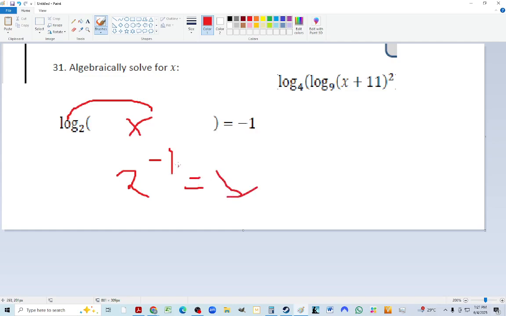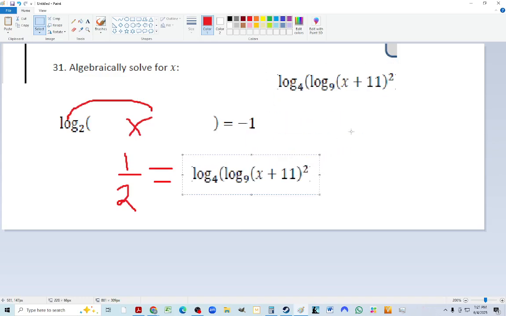And 2 to the minus 1 is 1 over 2. 1 over 2. And now x is equal to this. Well, all this is saying is 4 to the half is equal to x now. That's all it's saying. 4 to the half is equal to this stuff. Well, when it's top, it's the power. When it's the bottom, it's a root. Square root of 4, 2.